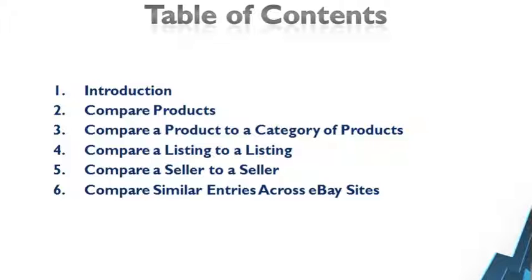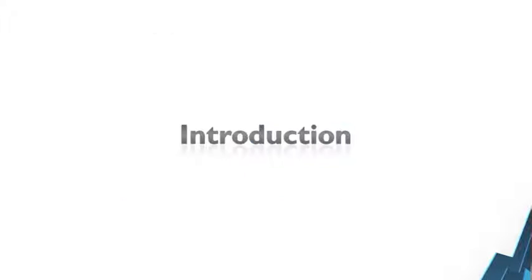Today, our presentation will be broken down into 6 sections. Introduction, comparing products, comparing a product to a category of products, comparing a listing to a listing, comparing a seller to a seller, and lastly, comparing similar entries across eBay sites. Let's start with the introduction.